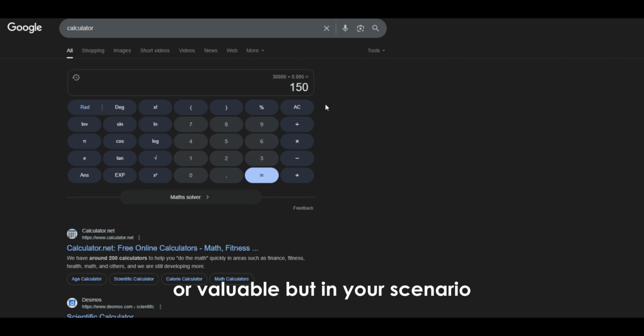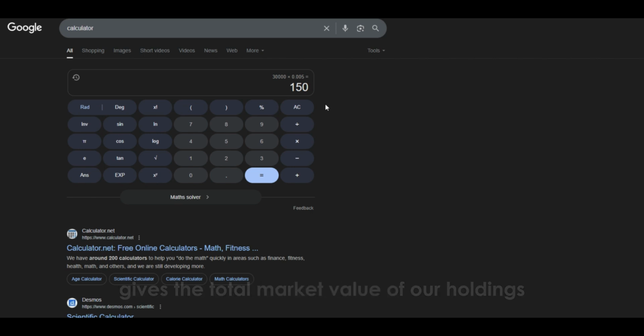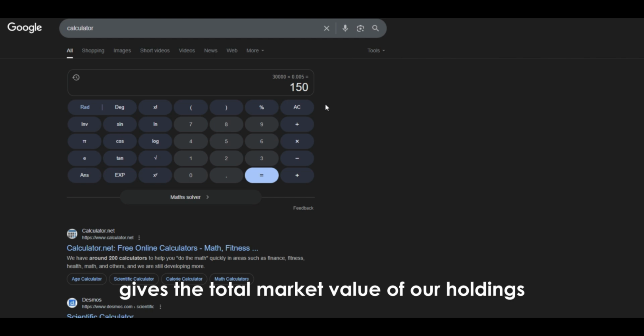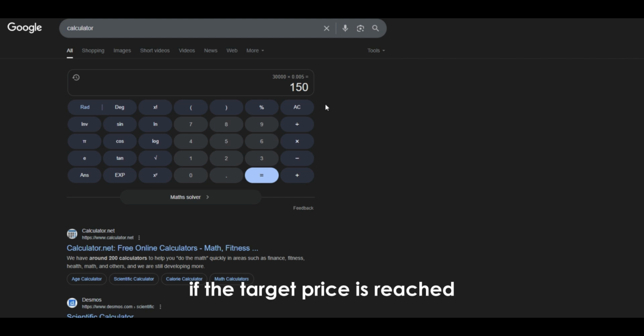But in your scenario, we have determined a target price based on technical analysis, $0.054. Now we do the second multiplication. 30,000 times 0.054 equals $1,620. This calculation gives the total market value of our holdings if the target price is reached.